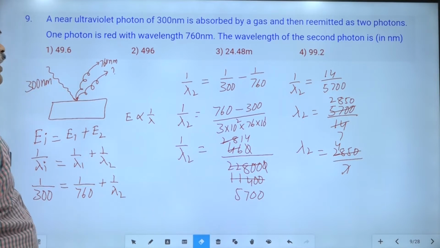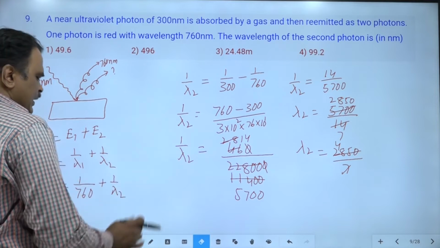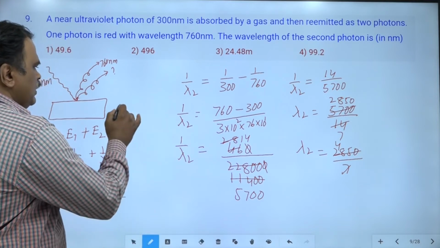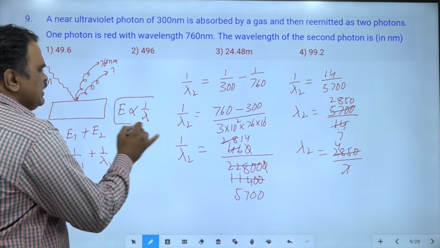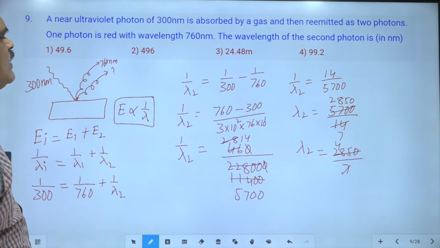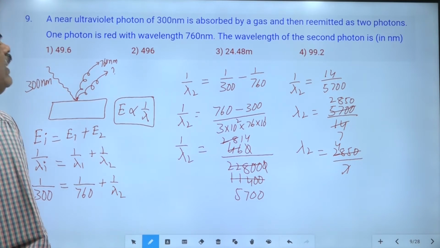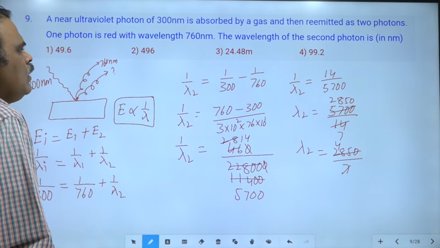So just you have to observe the calculation. Energy is inversely proportional to wavelength. Energy is inversely proportional to wavelength, based on that, just you have to observe the calculation. 760 minus 300 by 3 into 10 square into 76 into 10 power 1.